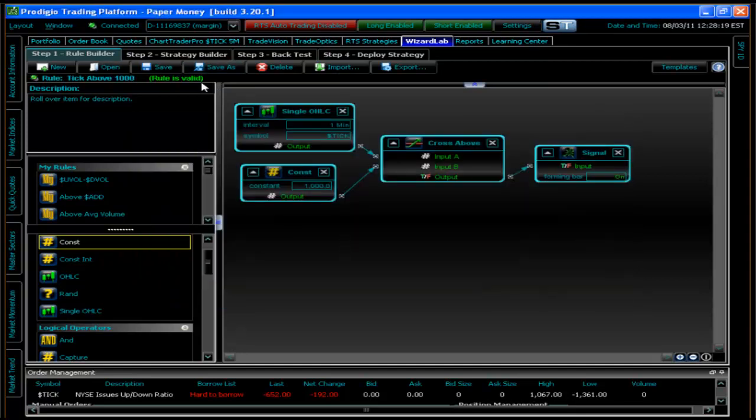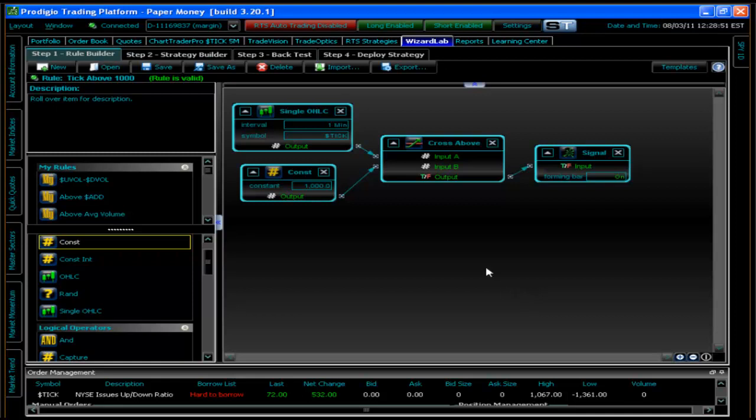When I save it, it says, okay, it's saved, the rule is valid, it's ready to go. I'm going to tweak this a little bit, however. Well, let me read this. It's almost like reading a sentence. It says, fire a signal when the dollar tick crosses above constant 1,000. But there's a little caveat here, and that caveat is that the single OHLC, by default, is going to use the close price of the dollar tick.